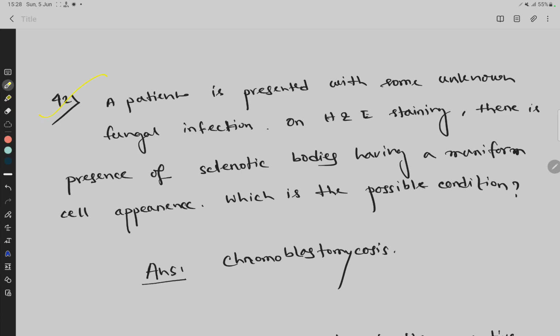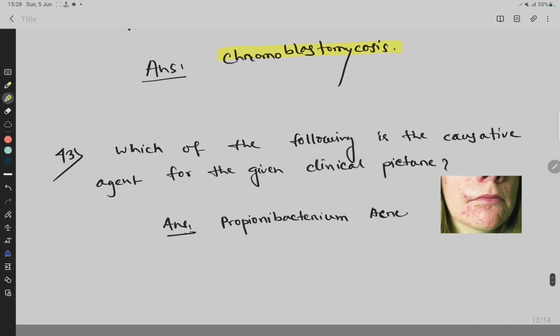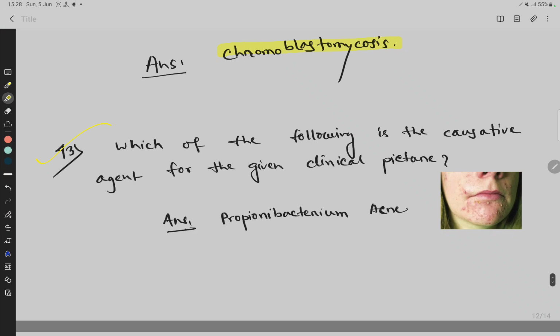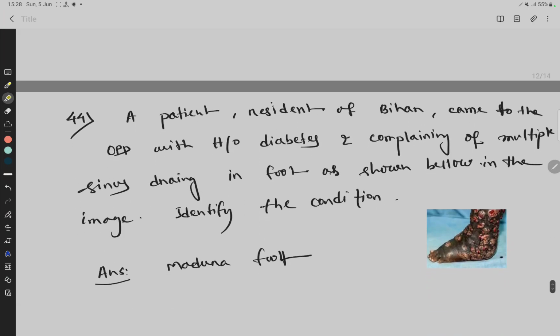42 number question, a patient is presented with some unknown fungal infection. On histopathological examination staining, there is presence of sclerotic bodies having a muriform cell appearance. What is the possible condition? Condition is chromoblastomycosis. 43 number question, which of the following is the causative agent for the given clinical picture? Causative agent is Propionibacterium acnes.